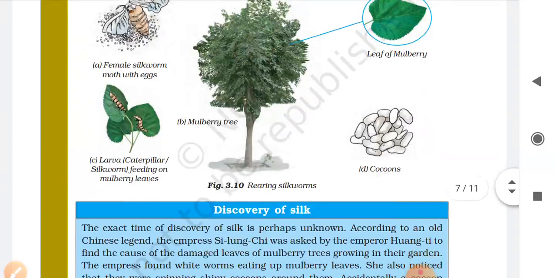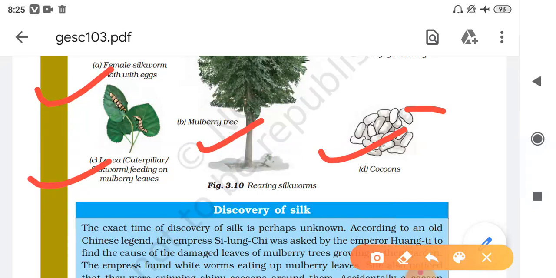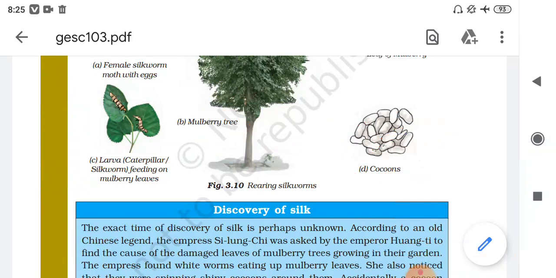Here you can see a female silk moth, silkworm, eggs. Here this is a mulberry tree, then a larva, a caterpillar feeding on the mulberry leaves, and this is a cocoon. These cocoons are used here.